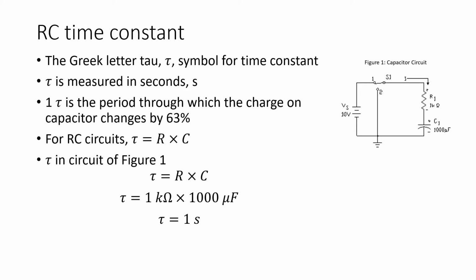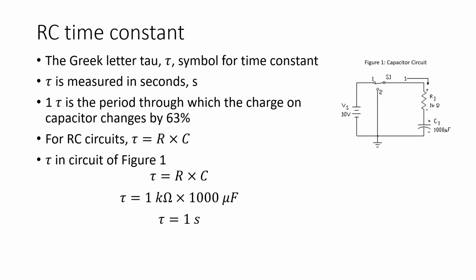Now, the Greek letter tau is the symbol for a time constant. Tau is measured in seconds. One tau, one time constant, is the period through which the charge on a capacitor changes by 63%. Mathematically, for RC circuits, tau equals R times C. So, for the circuit of figure 1, the time constant is 1 kiloohm times 1,000 microfarads, which is 1 second.